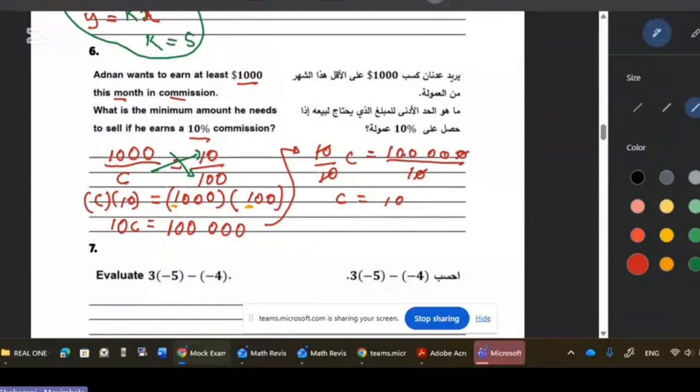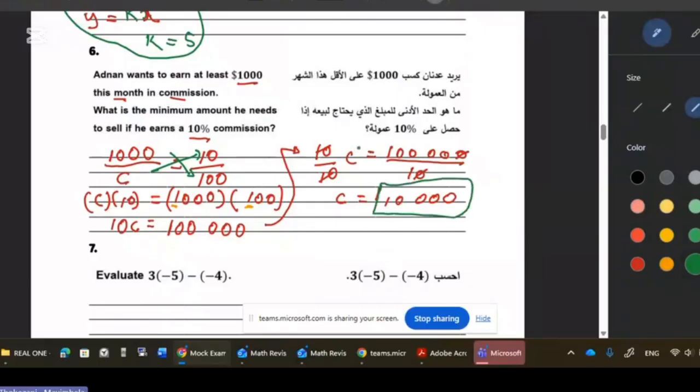Okay, how many zeros there? 1, 2, 3, 4. So obviously this is going to be 10,000. So Adnan wants to earn at least 1,000 this month in commission. So what is the minimum amount he needs to sell? He needs to sell 10,000. So this is the money that he needs to sell. Okay. This is the amount that he needs to sell.